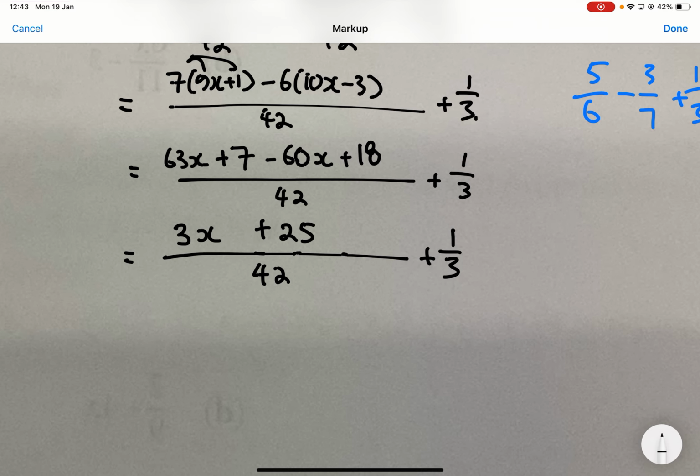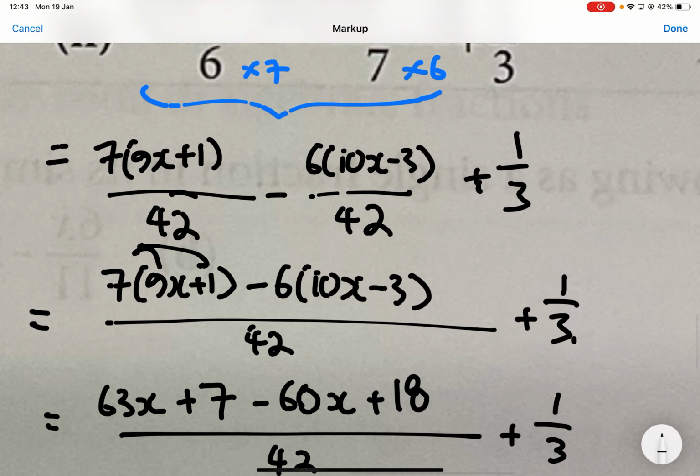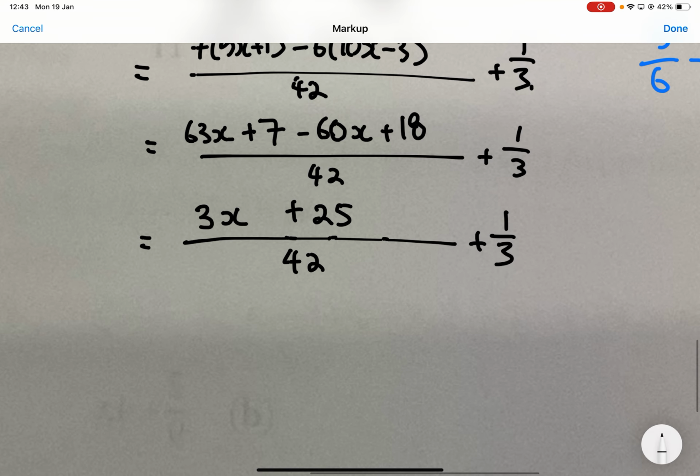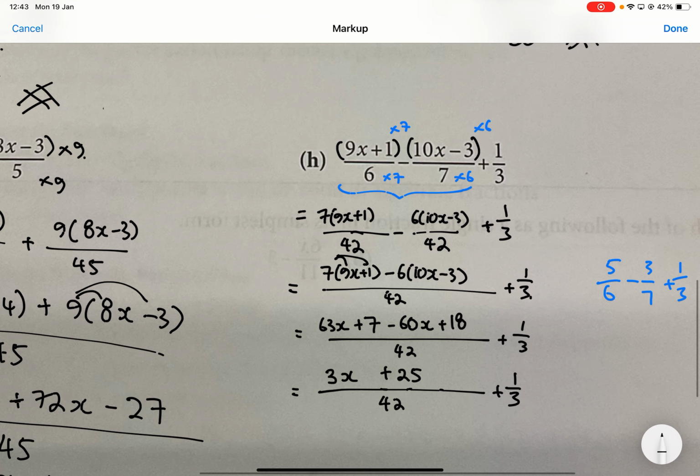Okay? When we work until here, that means we have completed adding or subtracting the first two fractions together. These two fractions now combine to become this one fraction. Now this one fraction, you still have to add this 1/3. Just now, these two combine to become this one fraction already. Then we haven't added this 1/3 yet. So now we have to add this fraction and this fraction.